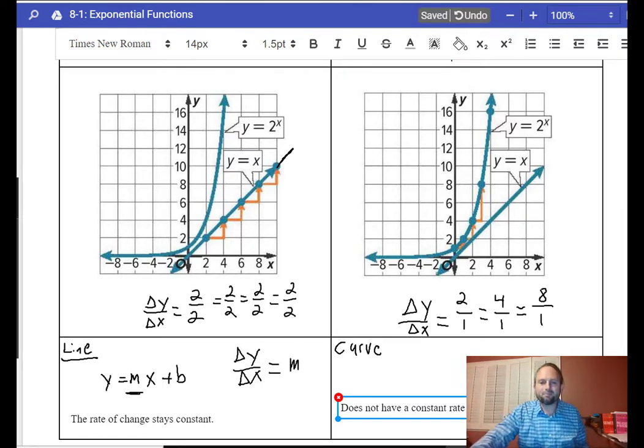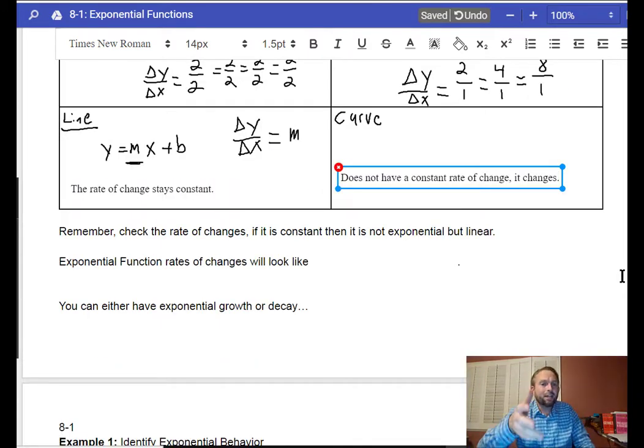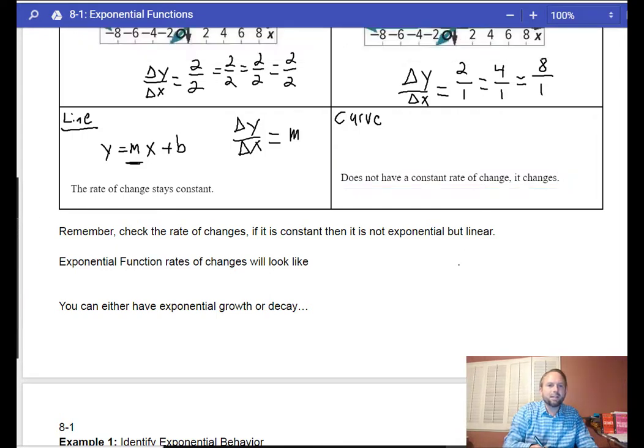All right, let's go on. Remember, you're going to check the rates of change. If it's constant, then it's not exponential, but linear. Exponential function rates of change look like a curve. So let's write that in. It'll look like a curve.